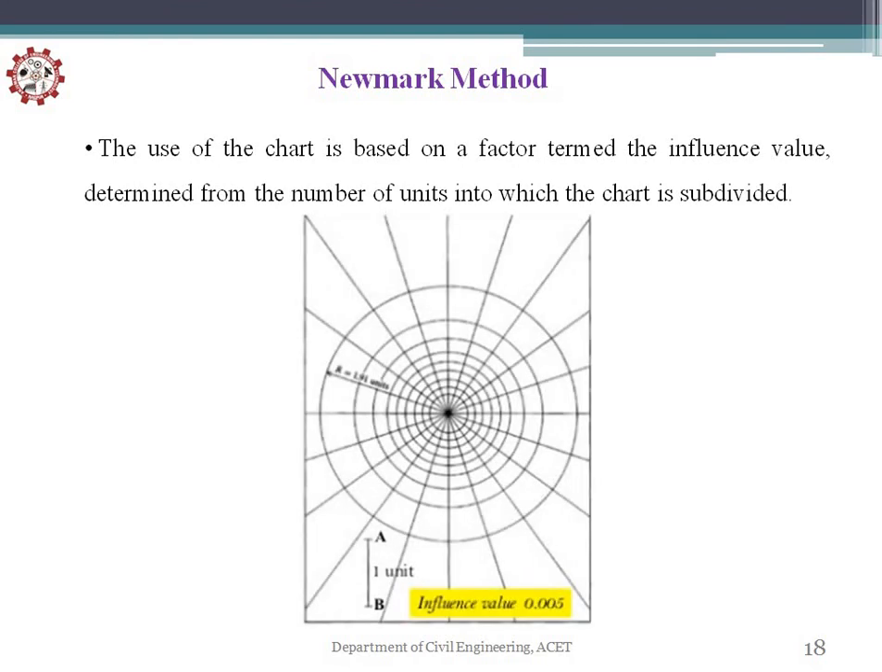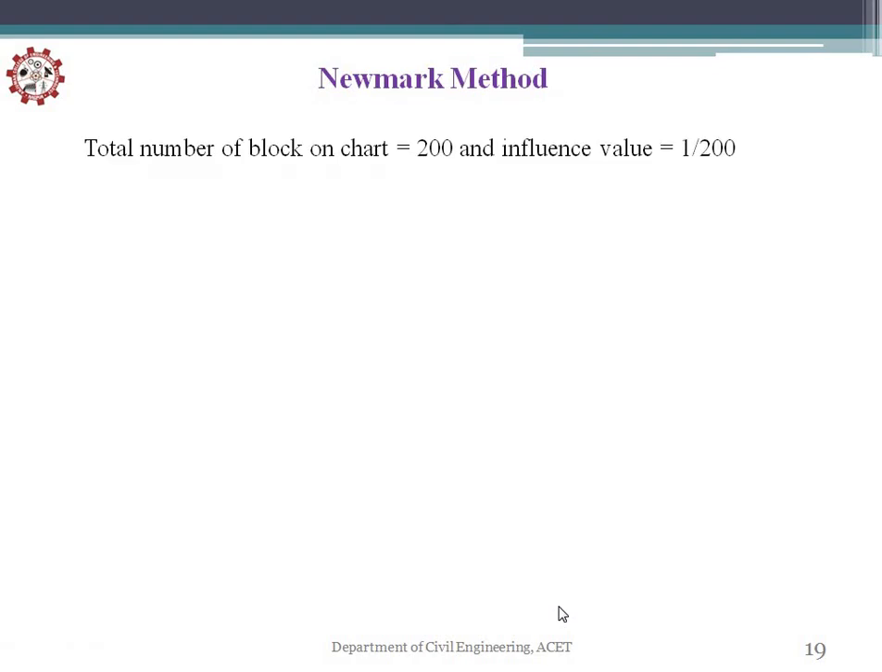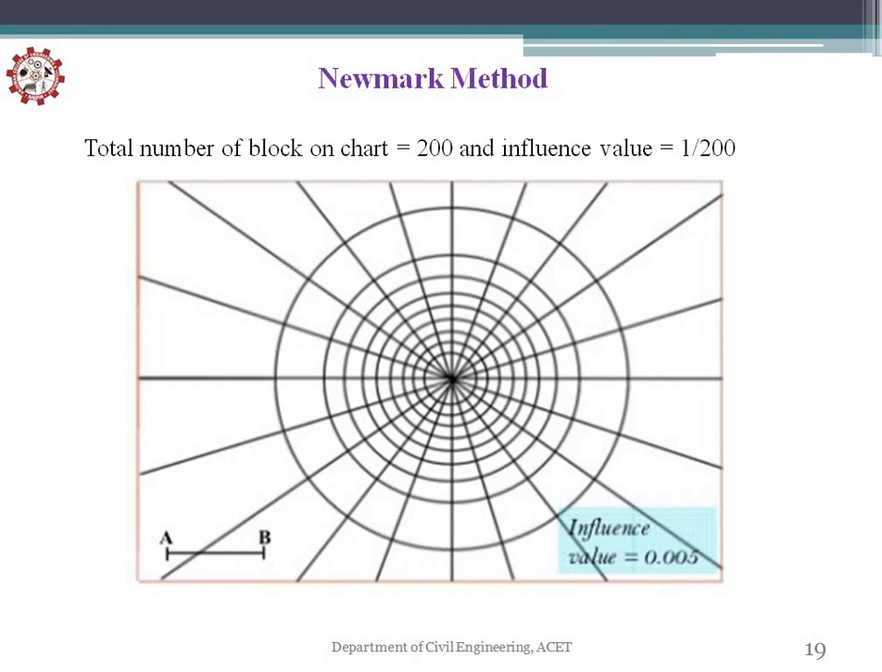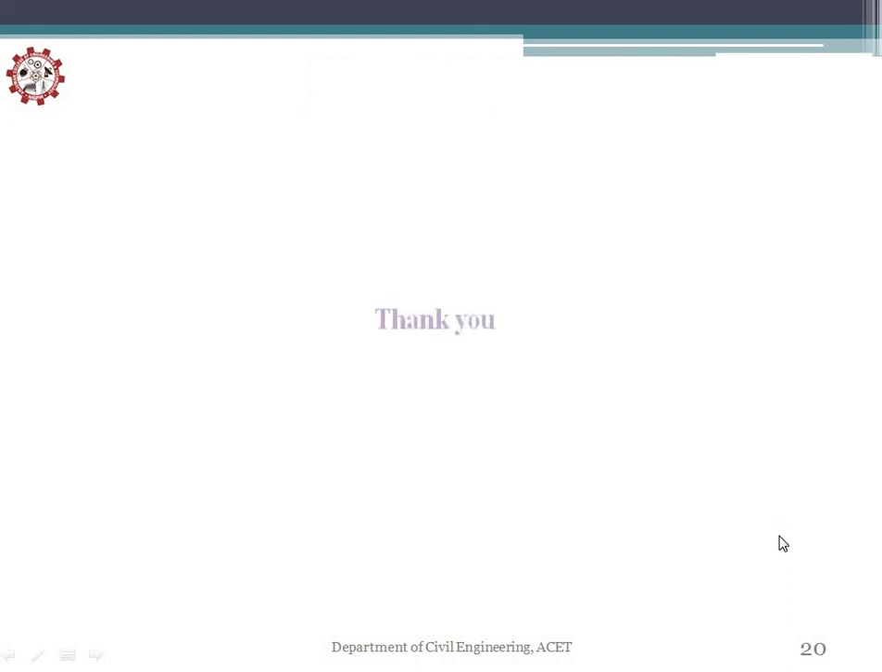So for that you are having this chart, and if you develop squares, you can see that by these concentric circles the squares are near about 1 by 200, an influence value of 0.005. From this you are having a total of 200 blocks in the chart, with influence value 1 by 200. So this is the chart for the horizontal area, again 0.005. So this is how you need to calculate the stresses using Newmark's chart also.